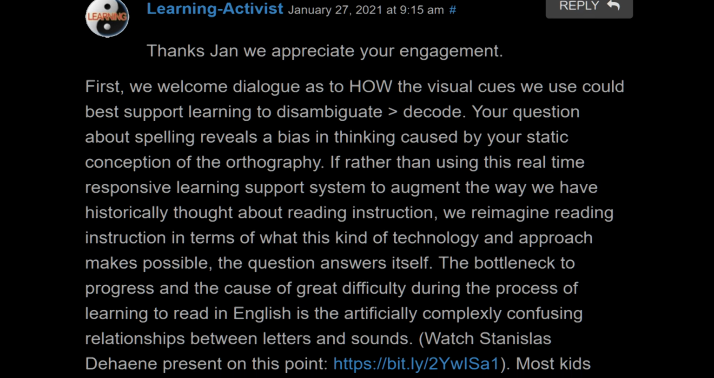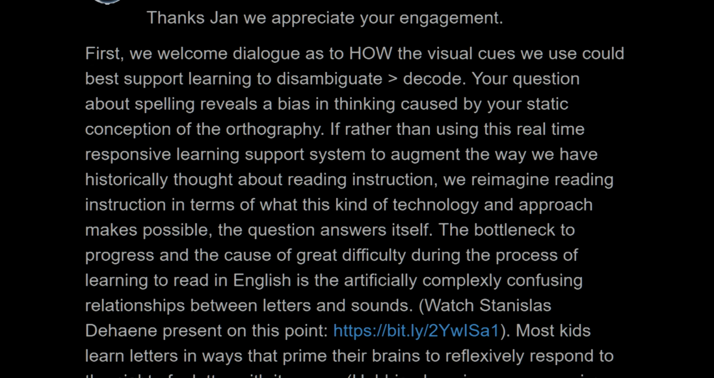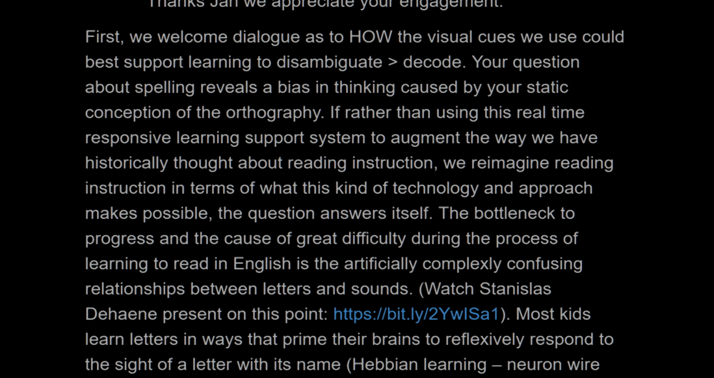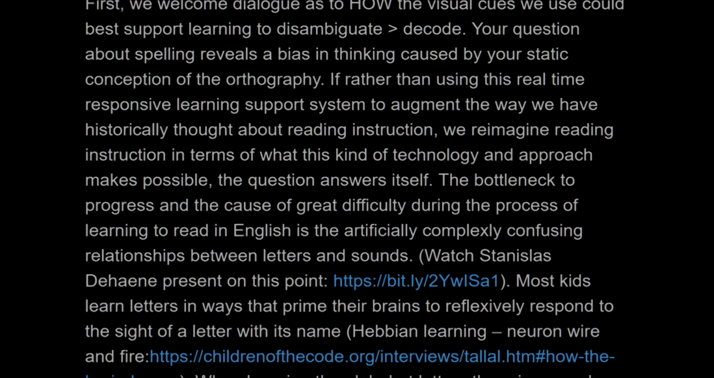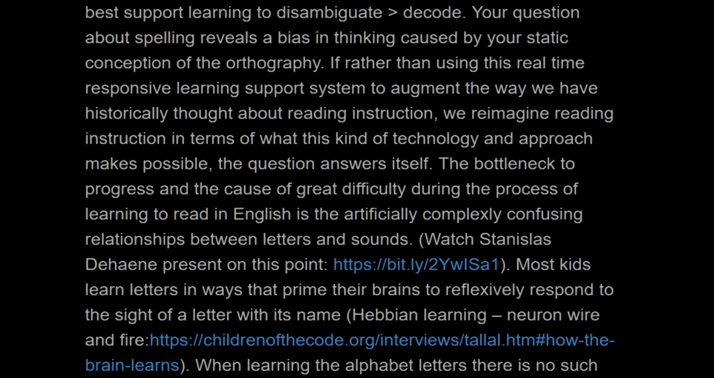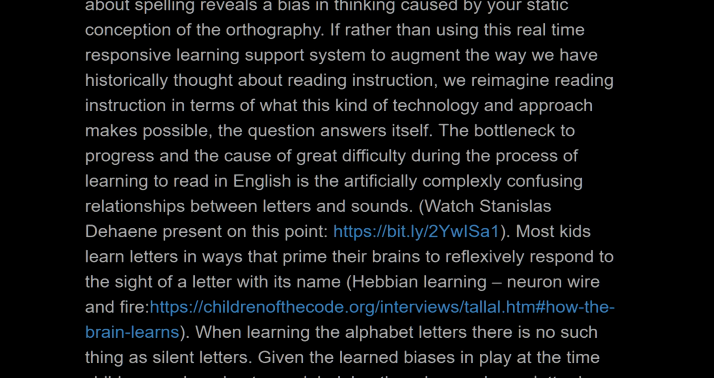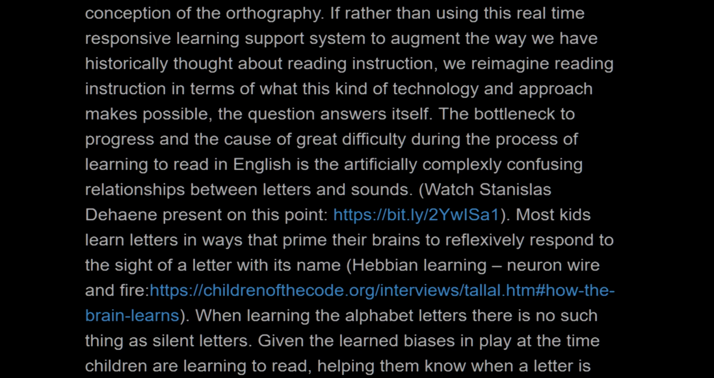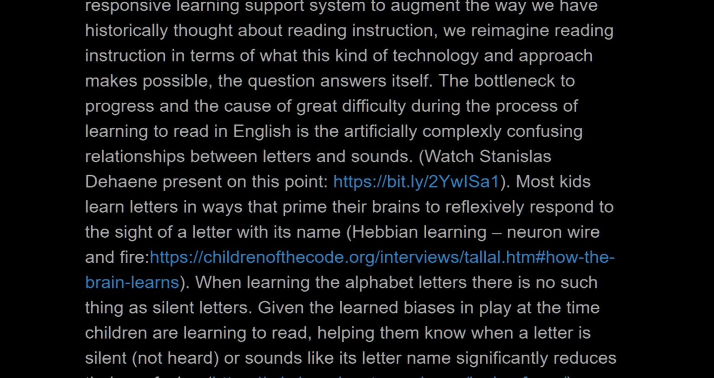The bottleneck to progress and the cause of great difficulty during the process of learning to read in English is the artificially, complexly confusing relationships between letters and sounds. Most kids learn letters in ways that prime their brains to reflexively respond to the sight of a letter with its name. When learning the alphabet letters, there is no such thing as silent letters.